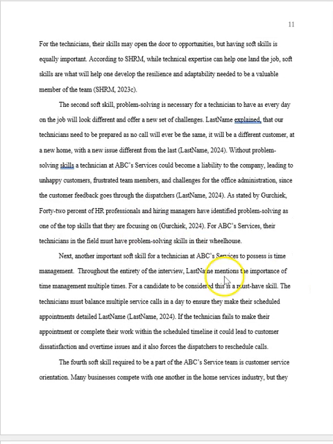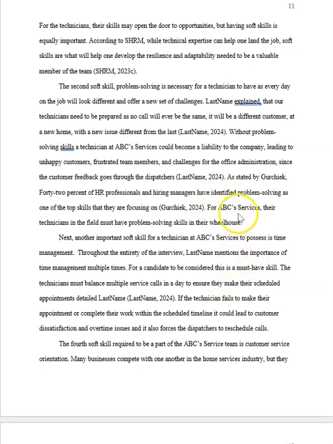So just remember that whenever you see ABC Services, this is the name of the company that this student did, and then they cited different sources. Last name was the interviewee.